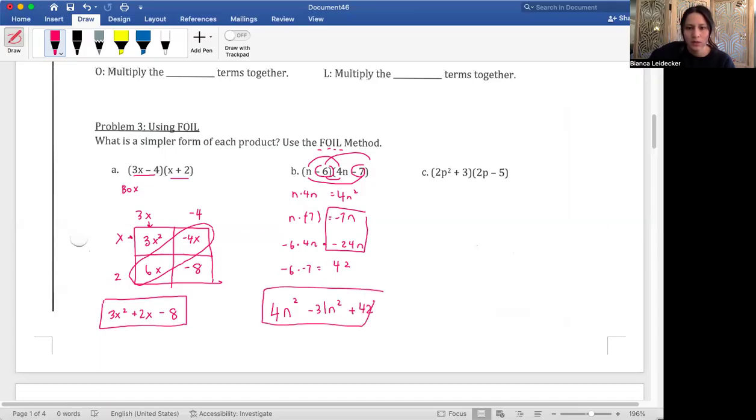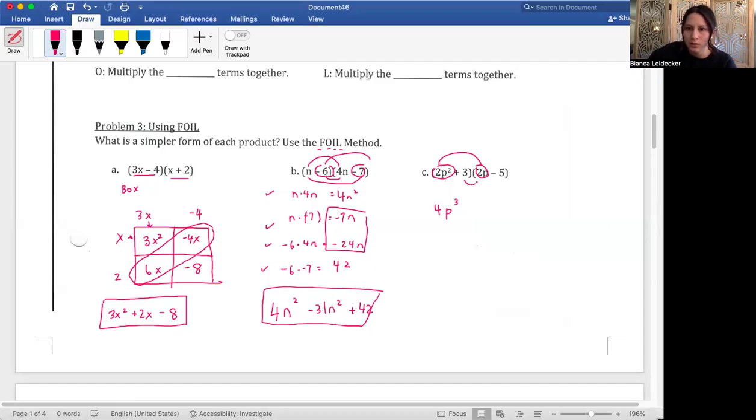Now, with the FOIL method, I do not expect you to have to write out the four sets of problems. This is something you should be able to just keep track of in your head and start to be able to do. So if I were to do that here, I'd be looking at 2p squared times 2p. That would actually be 4p to the third power, because p squared times p would be p to the third power, and 2 times 2 would be 4.